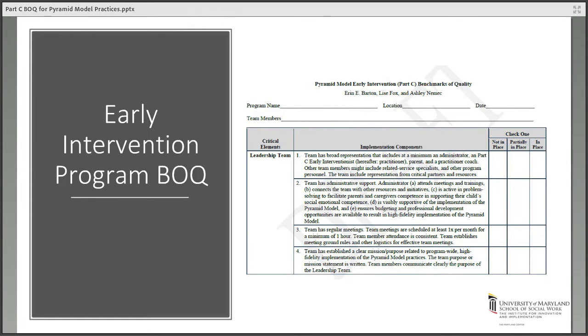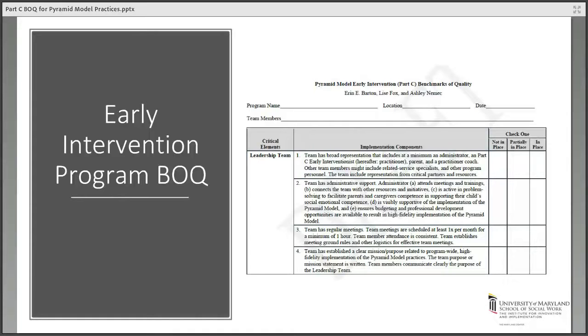The early intervention program Benchmarks of Quality, the BOQ, really focuses in two ways. One is focused on Part C, and one is focused on 0 to 5 classroom-based, program-wide. This is just a visual of what the Part C one looks like. You will see in the background it says draft, because at the national level they're still finalizing it, but they have given Maryland permission to start using it. Your local teams will be given copies of this for distribution to accompany this webinar.